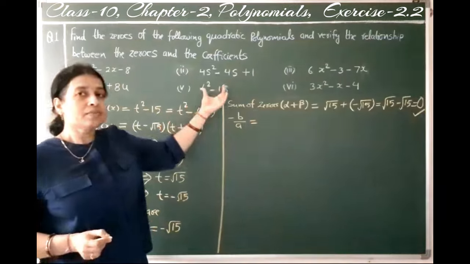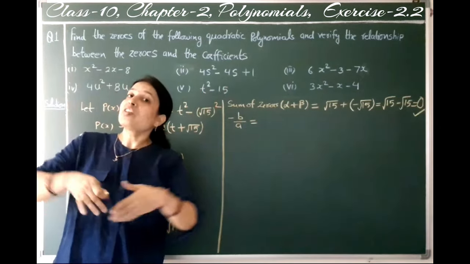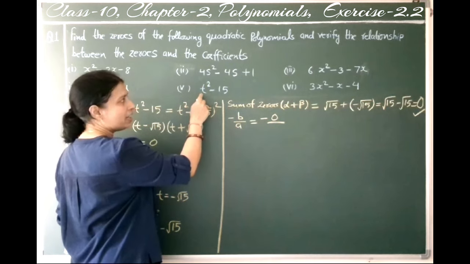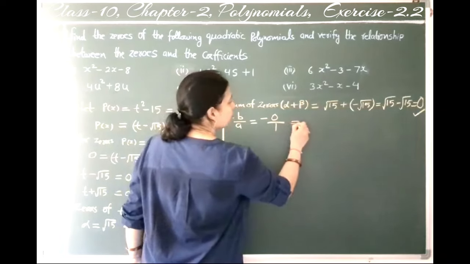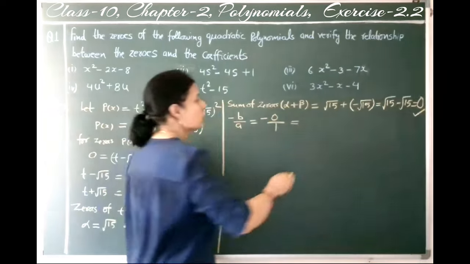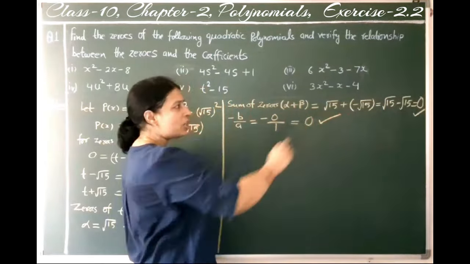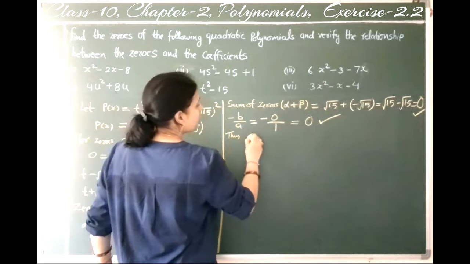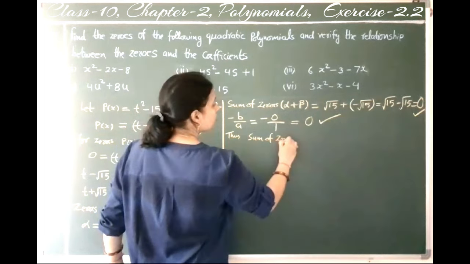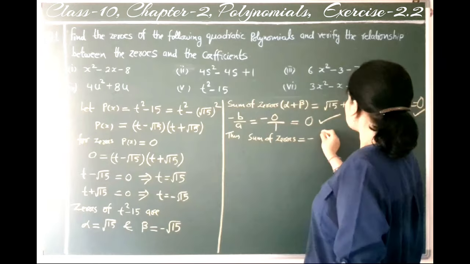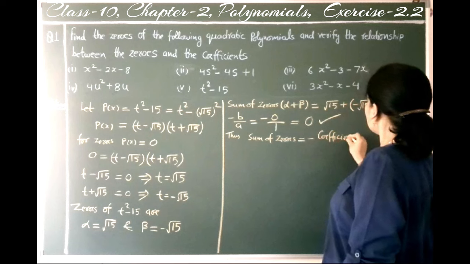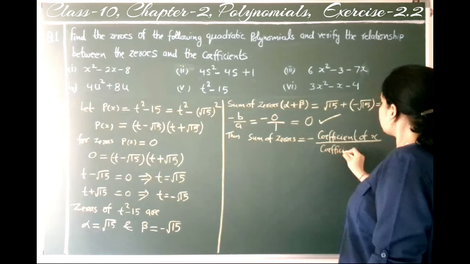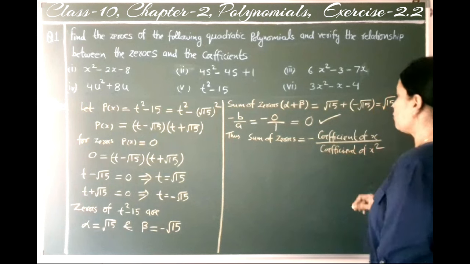First we have to find out the value of minus b by a. Here is any term of x given? No, it is not given. This means the coefficient of x we will take as 0. So right here minus 0, and a is the coefficient of x square, here it is t square, so it is 1. When we divide 0 by any integer, what do we get? 0. So right here 0. Now we have alpha plus beta is equal to 0 and minus b by a is equal to 0. So we can say that thus the sum of zeros is equal to minus coefficient of x divided by coefficient of x square. So this is verified.